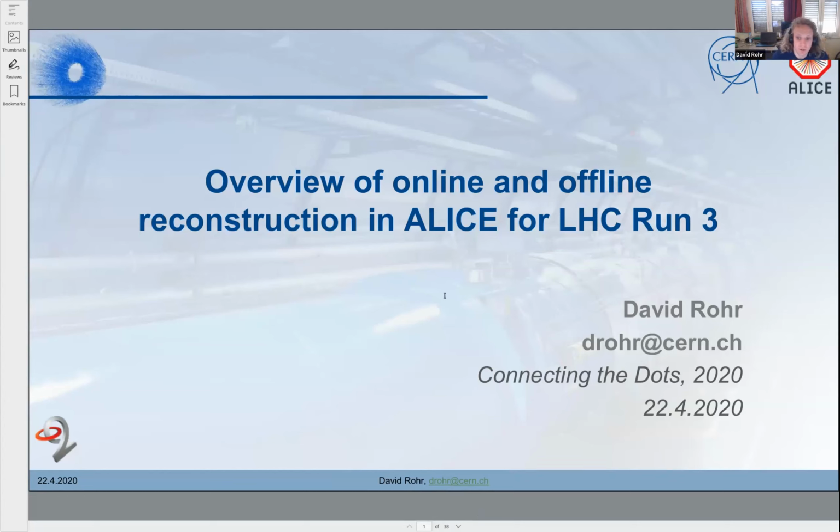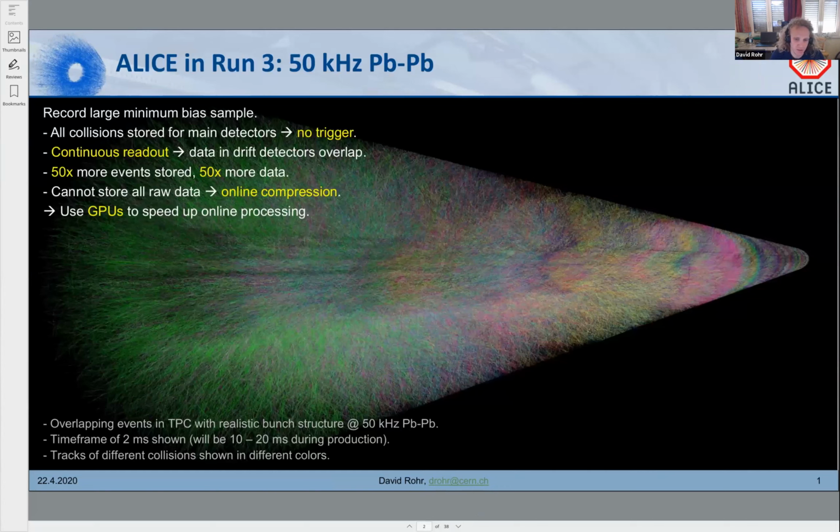So this talk is about online and offline reconstruction of Alice in Run 3. And this is an illustration of what I'm talking about. Basically, Alice is, as you know, a dedicated heavy ion experiment. So we're looking at lead collisions. And for Run 3, we will go to continuous readout without any trigger and increase the interaction rate significantly.